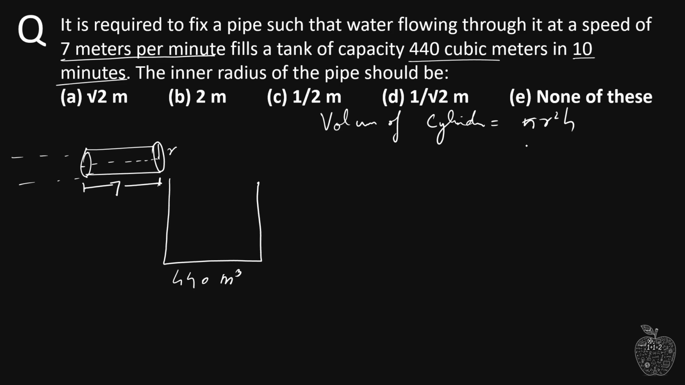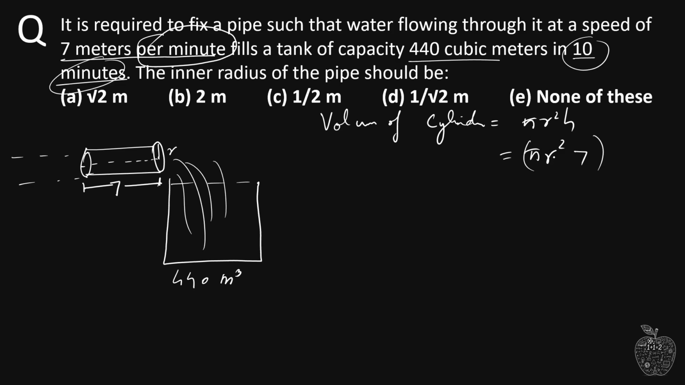So in our case, the volume of the cylinder is pi r square h. Instead of h, I'll write 7. So this much volume of water is filled per minute. But it is taking 10 minutes to fill this entire tank. So if this much water is filled per minute, if we multiply this by 10, we'll fill the entire capacity of the tank, and the entire capacity of the tank is 440. We have found our equation. All we have to do is solve this equation and we'll get the value of r.